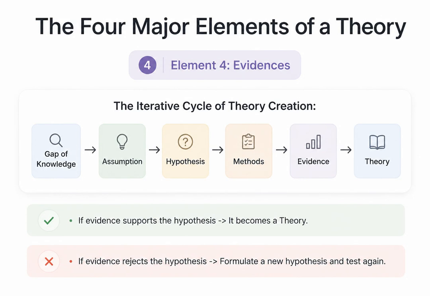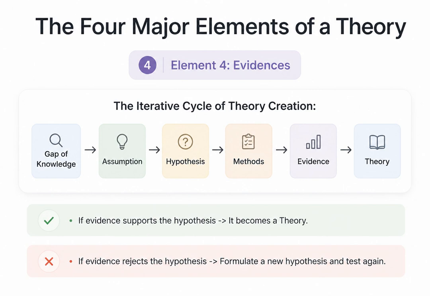The fourth and final element is evidences. This is the data you gathered using your methods. Now, you look at the evidence to see if it supports or rejects your hypothesis. If the data aligns with your proposition, congratulations, your hypothesis is elevated to the status of a theory.